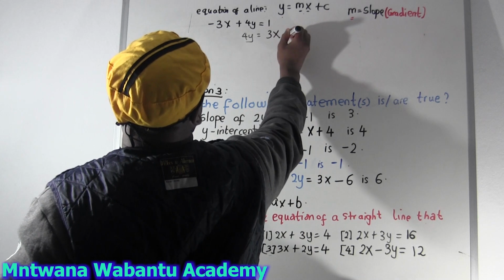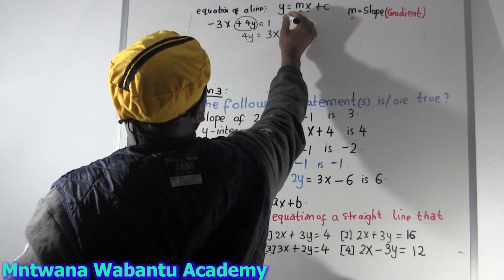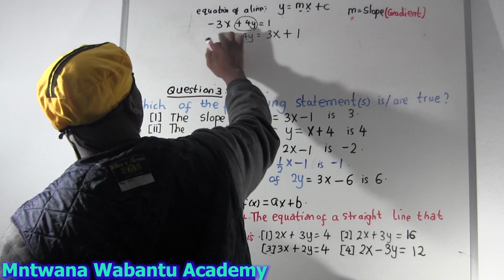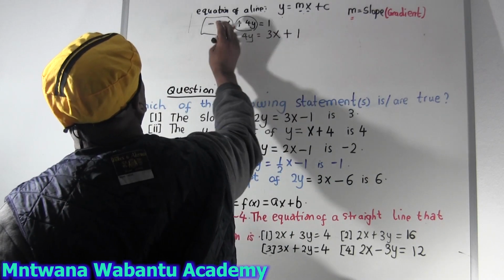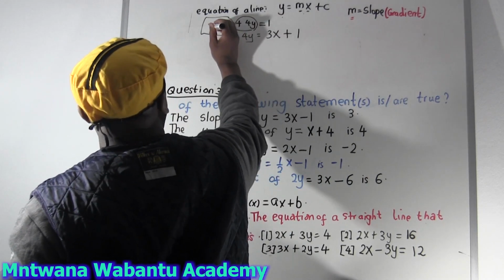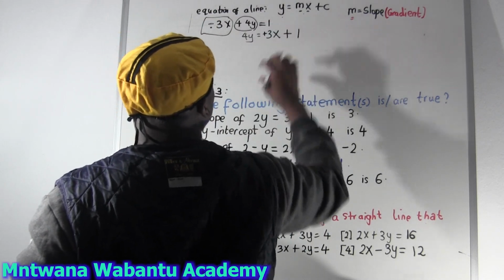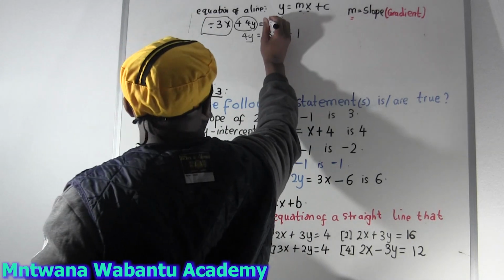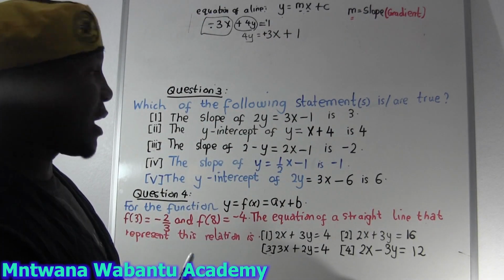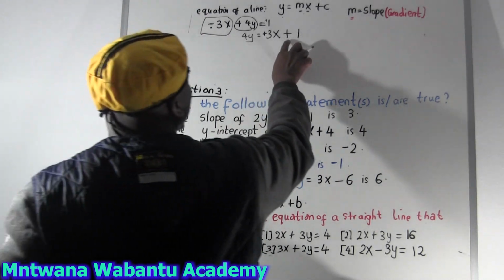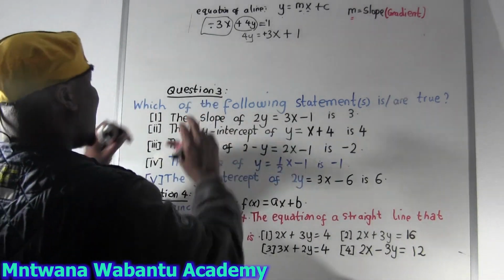And the 1 stays where it is, because we want 4y on the left. We know that if something is negative, when it passes the equal sign, the sign must change. It's negative, so when it comes here, it's going to be positive. If there's no sign, the sign is positive. So why does this one not change? It did not change because it did not jump over the equal sign. So we leave it how it is.